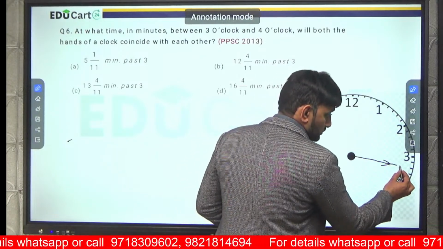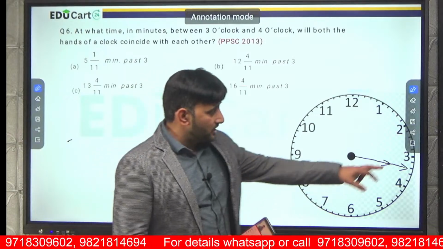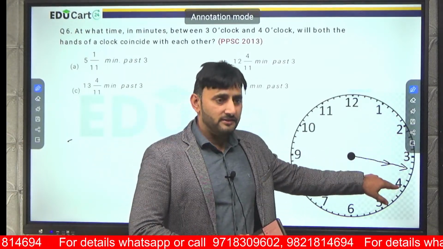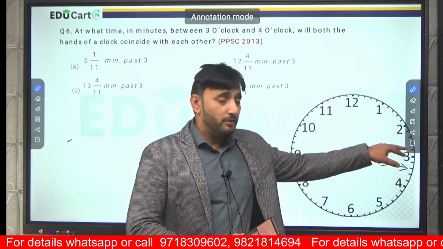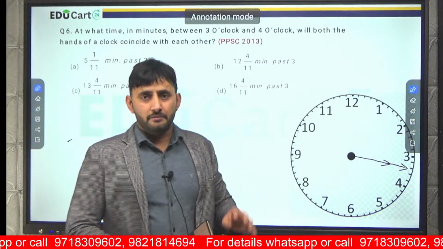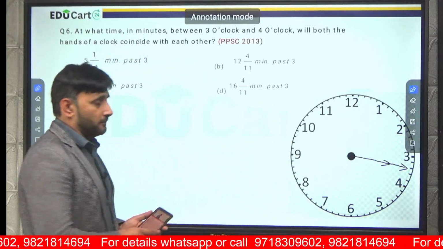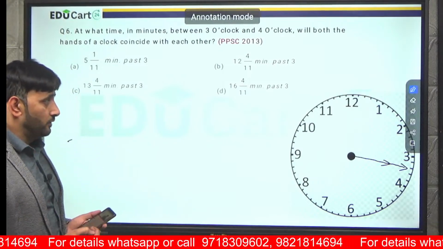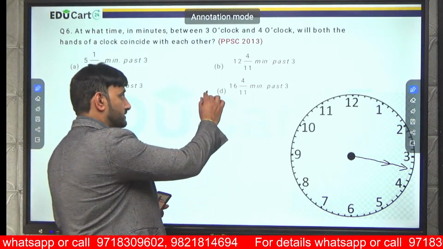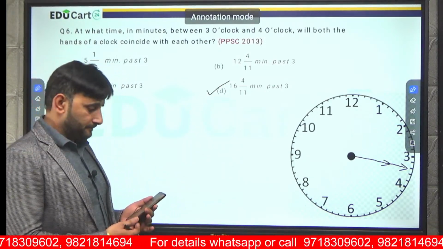The minute hand will also be on this. So if the minute hand is between 3 and 4, 3 means 15 minutes and 4 means 20 minutes. So when the minute hand is between 3 and 4, the time should be between 15 and 20 minutes. There is only one option having a value between 15 and 20 minutes, and that option is D. Got it? Fine.